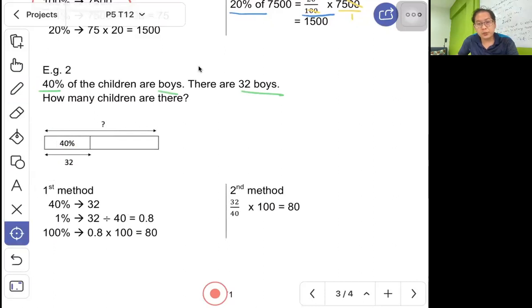So two methods to get the answer. First, write 40% is equal to 32, and you find 1%. So you divide by 40, divide by 40, that gives you 0.8. Then you find the full 100% of the children, so 0.8 times 100. Second method is to simply put your 32 boys over 40% times 100%, and you press into calculator, you get 80 children.